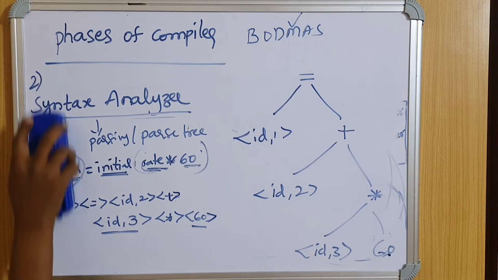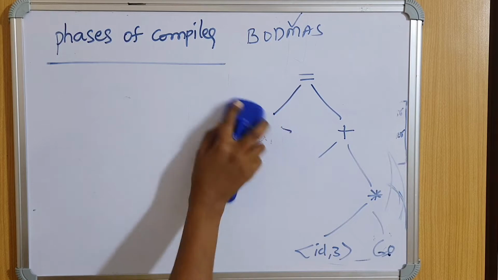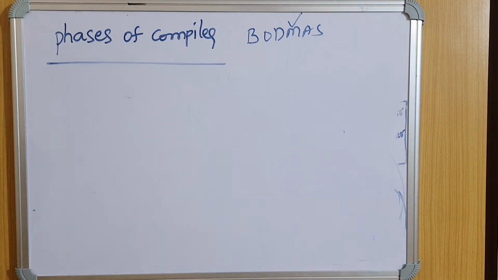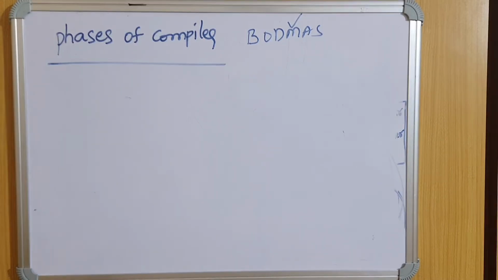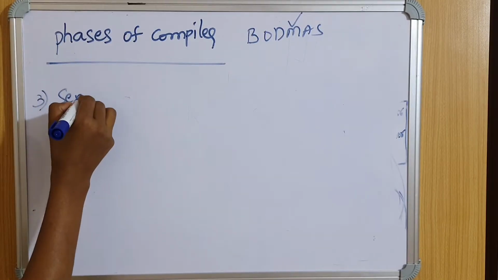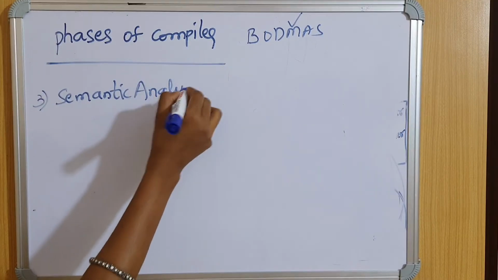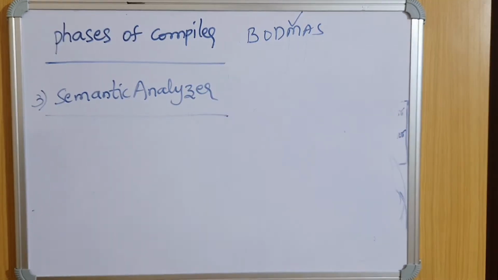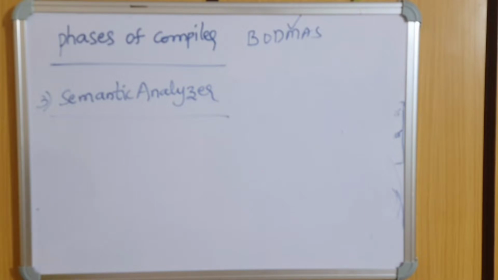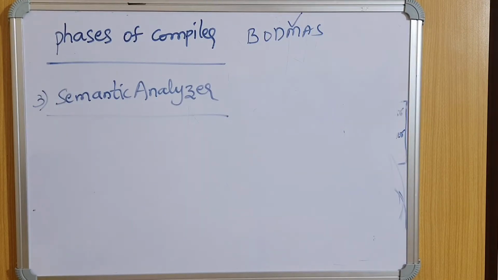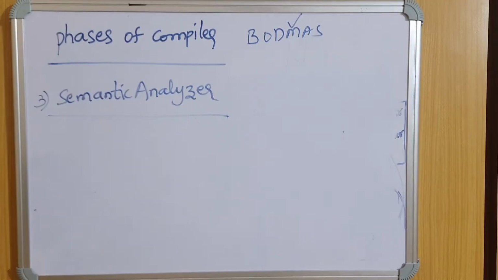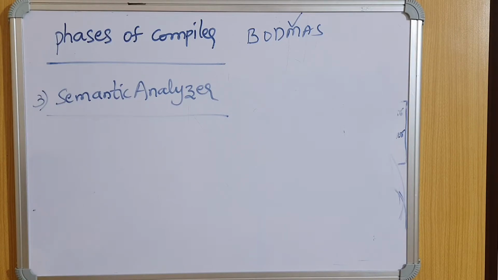Now what is the third phase in the phases of the compiler? The third phase is the semantic analyzer. Now what does the semantic analyzer mean? It will check the syntax tree and the information in the symbol table to check the source program for semantic consistency with the language definition.